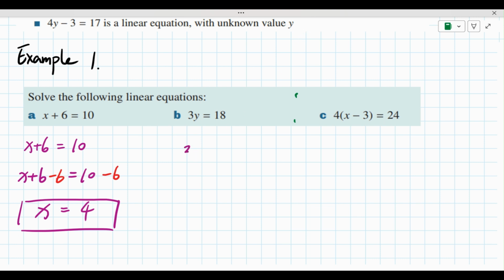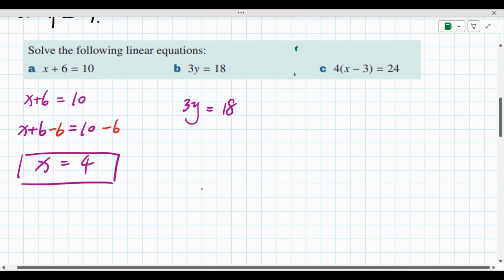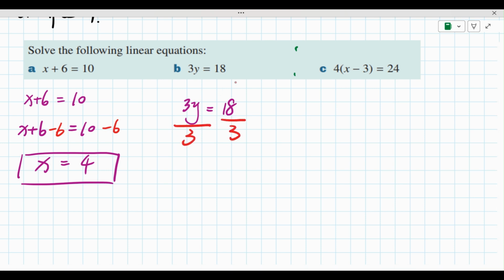Another one, 3y equals 18. So now we have 3 times y equals 18. When we do this one, we divide both sides by 3. So 3y divided by 3 equals y, and 18 divided by 3 equals 6. So y equals 6. That's the solve function. So 3 times 6 equals 18. Yep.